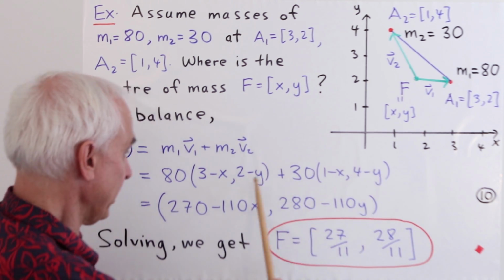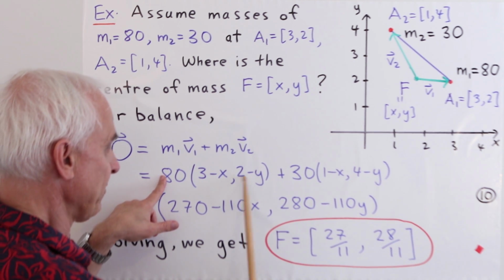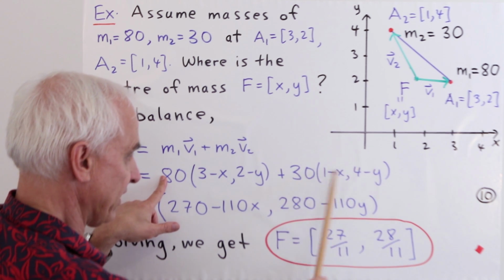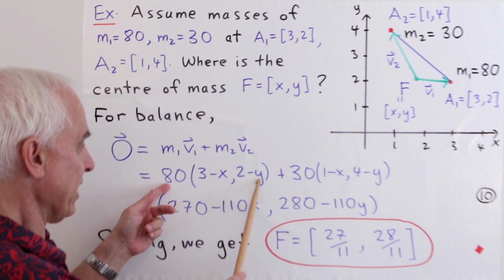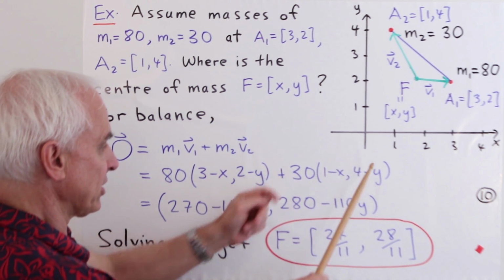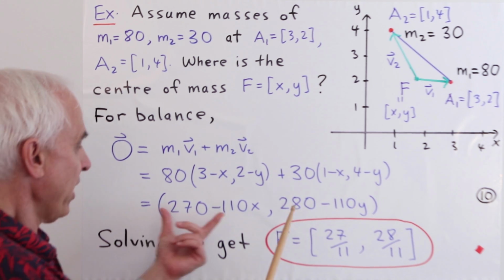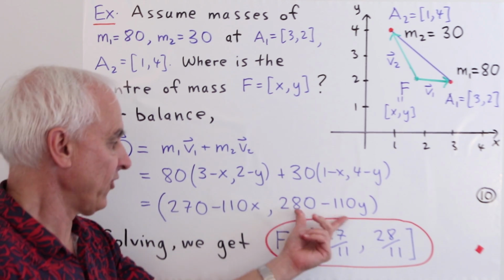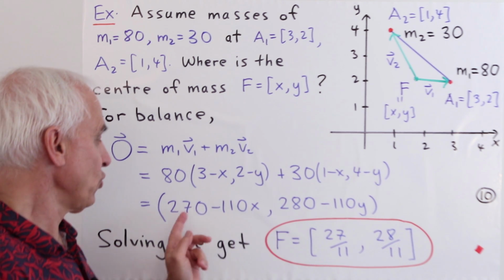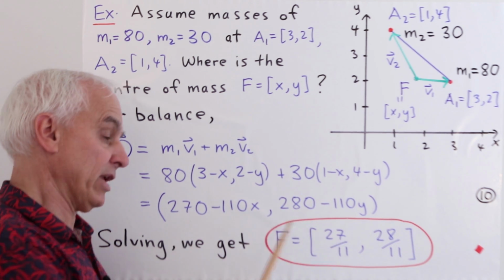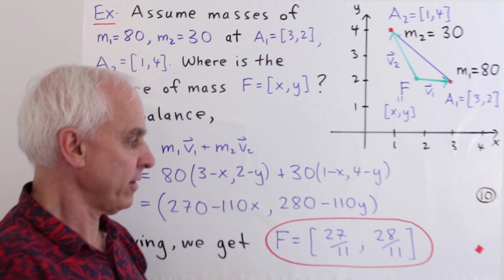And the y coordinate is 80 times 2 minus y, which will give us 160. And then it'll be 30 times 4 minus y, so that'll give us another 120. So a total of 280 as a number. And how many y's? Minus 80 y's, minus 30 y's, so minus 110 y's. So this has to be 0, and this has to be 0. Easy to solve. That means that x has to be 270 over 110, or 27 over 11. And y has to be 280 over 110, or 28 over 11.